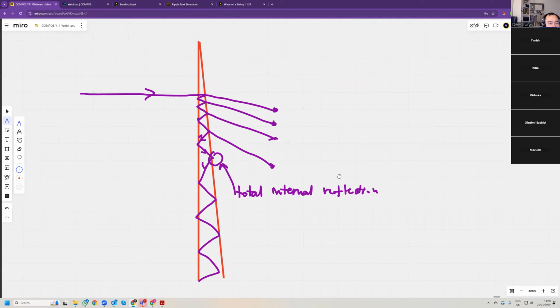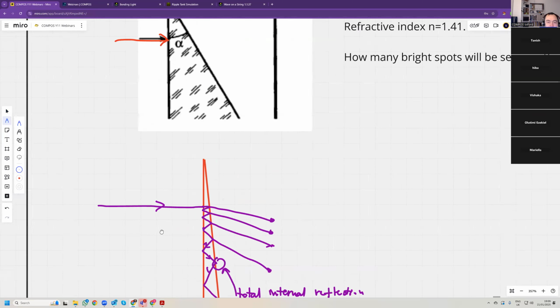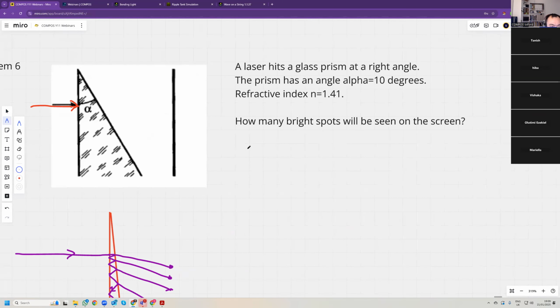All right, so for total internal reflection, we first need to work out the critical angle. So the critical angle is the inverse sine of 1 over n, which is approximately 45 degrees. We've already established that. So 45 degrees is the critical angle.